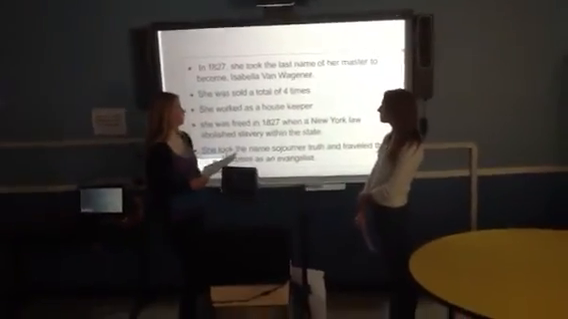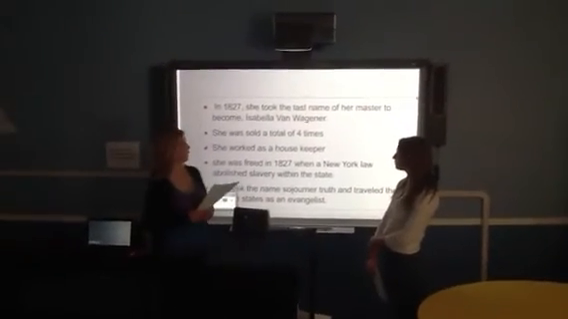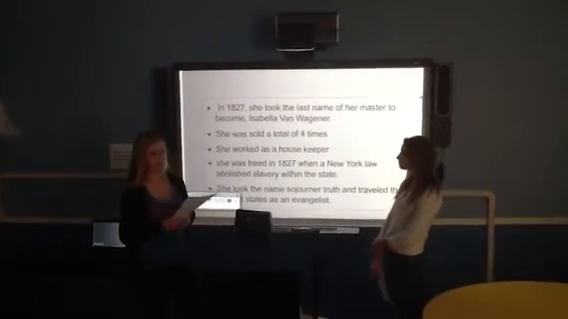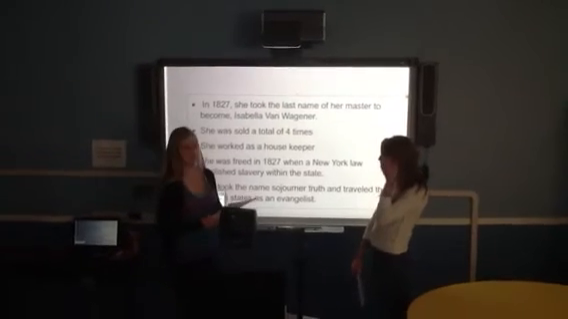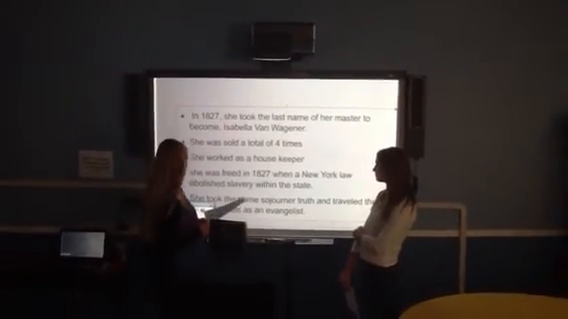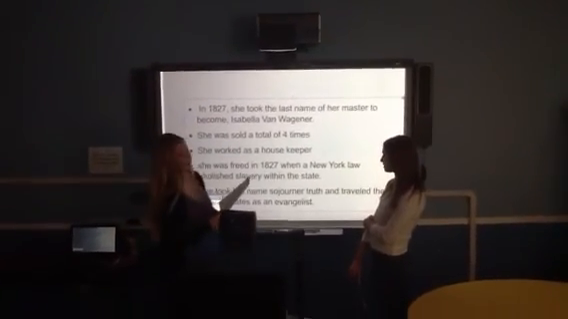In 1827, she took the last name of her master and became Isabel Van Wagner. She was sold a total of 4 times. She worked as a housekeeper. She was freed in 1827 when the New York law abolished slavery within the state. And she took the name Sojourner Truth and traveled throughout the states as an evangelist.